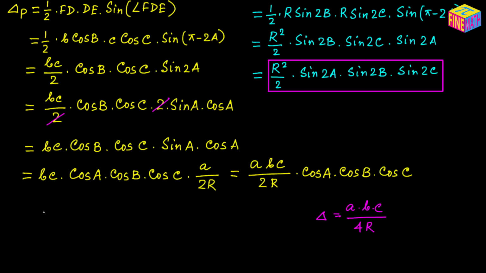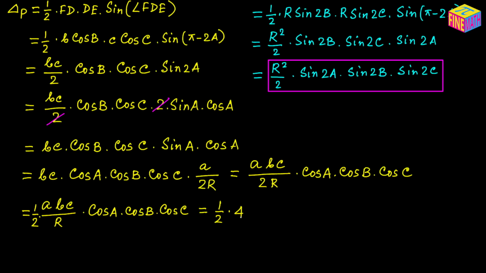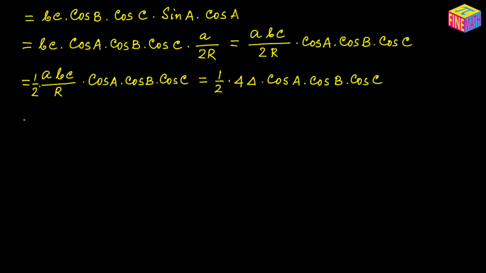So from here we can then say that this is actually equal to a times b times c over R times 1/2. So I am writing it in front of it, and then times cosine of A times cosine of B times cosine of C, and from here we are going to write it as half times 4 times delta. Now this delta is the area of the original triangle, times cosine of A times cosine of B times cosine of C, and from here we can write it as 2 times delta. This delta again is the area of the original triangle, and times cosine of A times cosine of B times cosine of C.